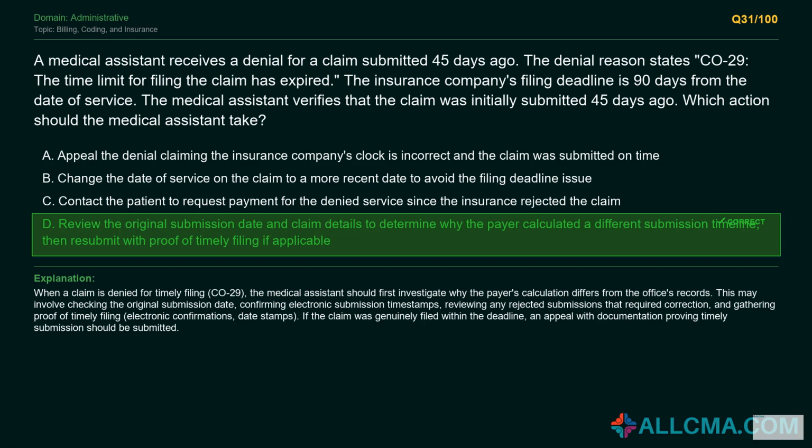The correct answer is D. When a claim is denied for timely filing, CO 29, the medical assistant should first investigate why the payer's calculation differs from the office's records. This may involve checking the original submission date, confirming electronic submission timestamps, reviewing any rejected submissions that required correction, and gathering proof of timely filing, electronic confirmations, date stamps. If the claim was genuinely filed within the deadline, an appeal with documentation proving timely submission should be submitted.